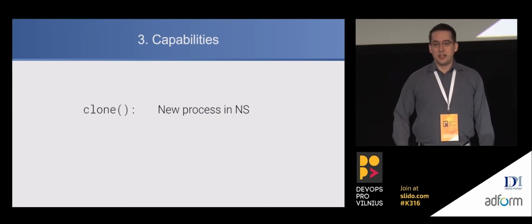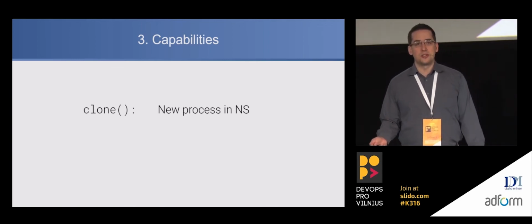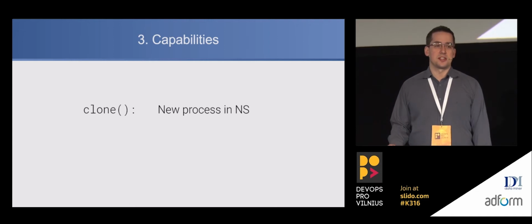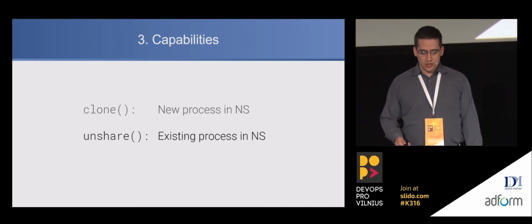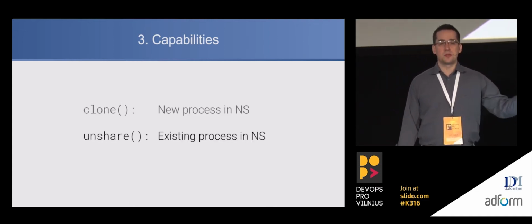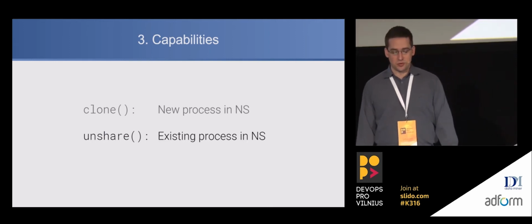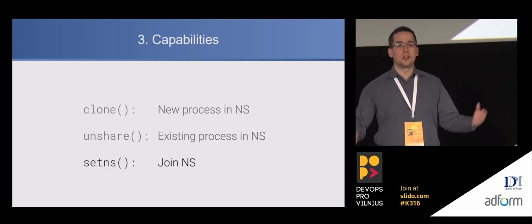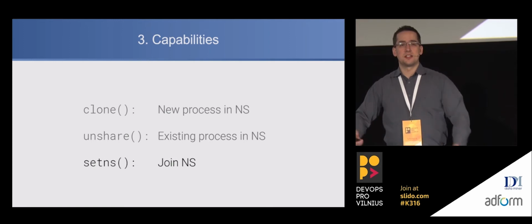So we have three system calls that we can use here. The clone system call is starting a new process, but sometimes you want to change the namespaces of an existing process. That's what unshare is for. And the third one is setns, when you want to join an existing namespace.